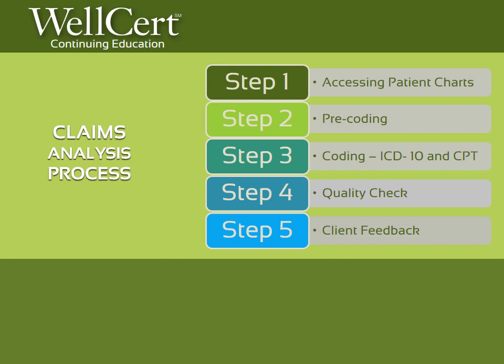Now, the claims analysis process itself usually involves these steps. Step one is assessing the patient chart. So if someone is doing that process, usually it's within the physician's office or the healthcare practitioner's office. Step two is the pre-coding activity. It's determining what code range and what code potentials are there. Step three is the actual coding application, where we're looking at the ICD-10 and the CPT for the encounter. Step four is a quality check, and step five is client feedback. That's oftentimes the process that the health insurance firm is going through when they are doing this kind of analysis.